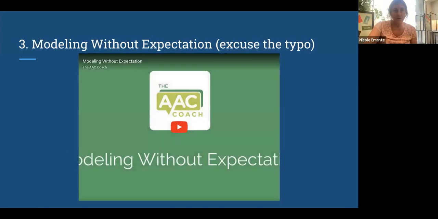Okay. So this next one, modeling without expectation, excuse the typo. There is a typo in this video, it says expectation. Ignore that. This is a video we got online. We didn't make it. When we talk to kids, we don't always expect they're going to say something. So if we model, let's go, it's okay if the student does not use their device to say, let's go. If we model stop, we don't expect the student to always touch that, because that's not how we teach kids to communicate. And modeling without expectation also relieves a lot of pressure on the student to feel like they can just talk to me on my device without me always having to do something. So this short video is about that.